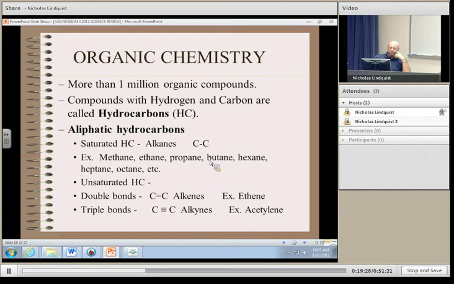For unsaturated, if we have double bonds, they're going to be referred to as alkenes, the E-N-E-S. Example is ethene. Or triple bonds are going to be alkynes. Or in this case, an example would be acetylene, where we have a triple bond.